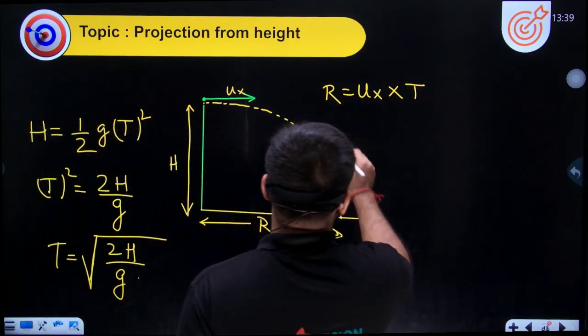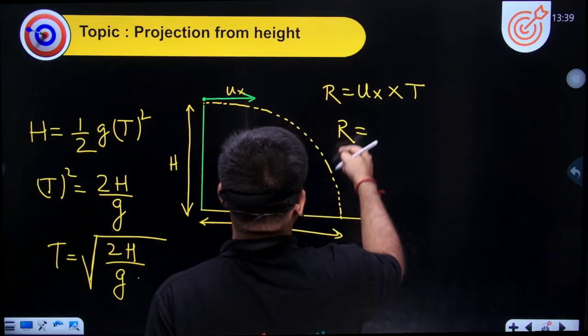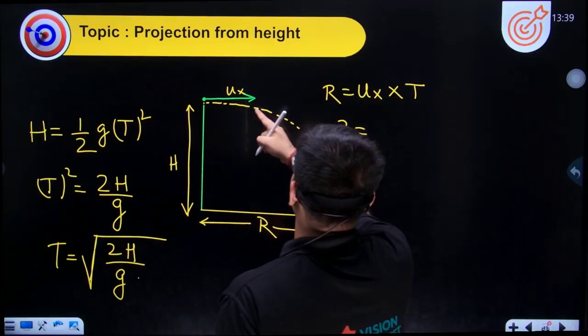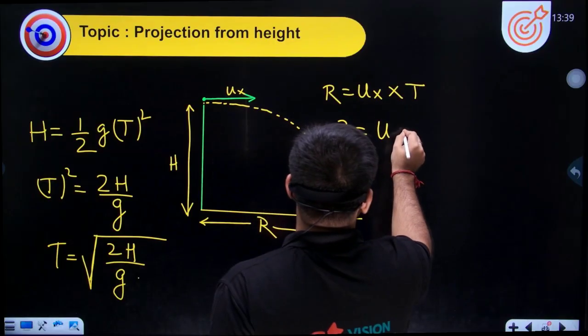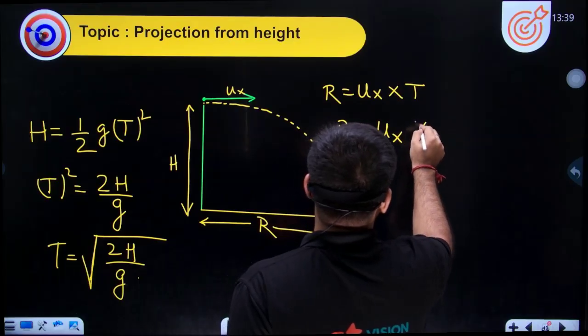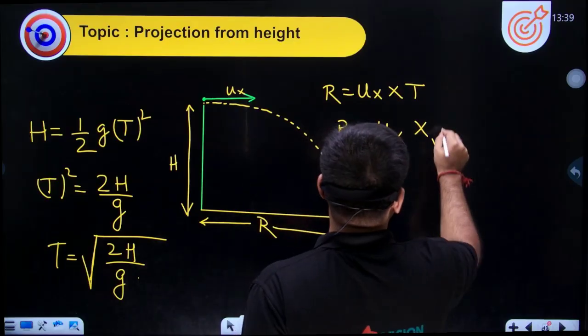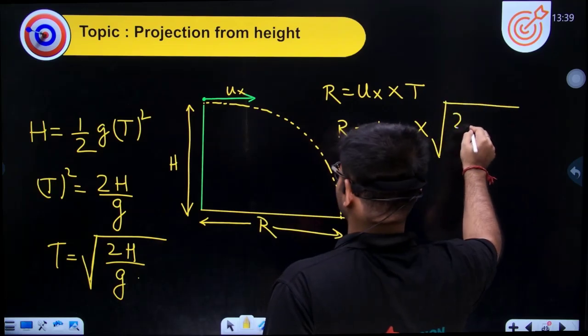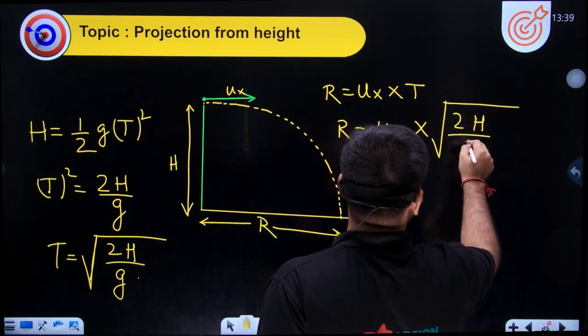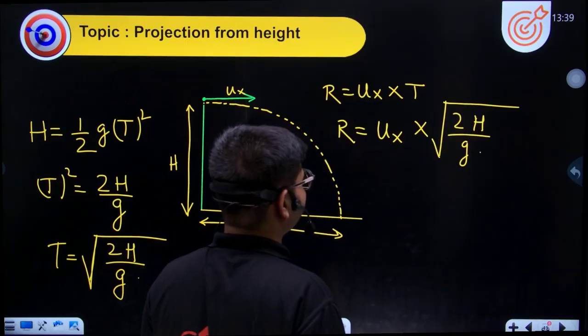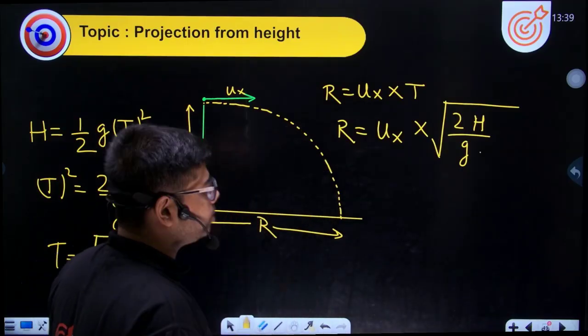Now here for the range you just put ux, whichever component you have, ux multiplied by root over 2h by g. This is going to give you the range. Okay.